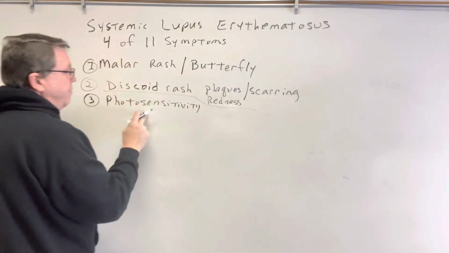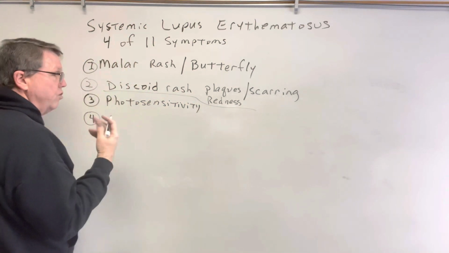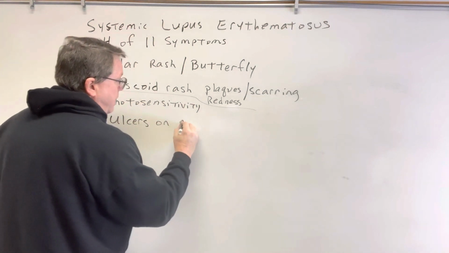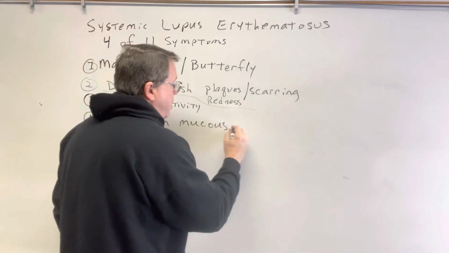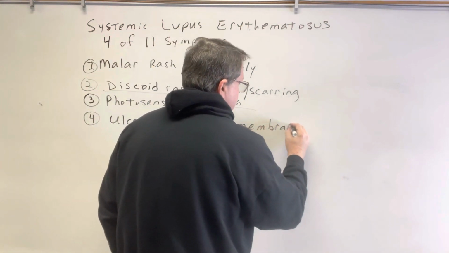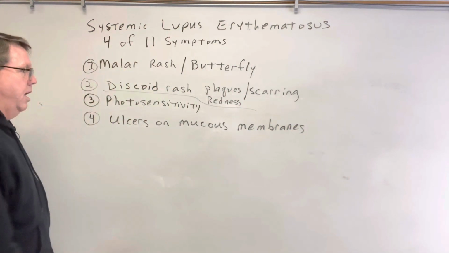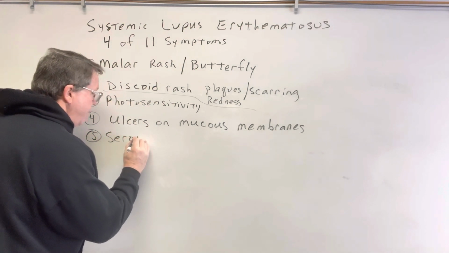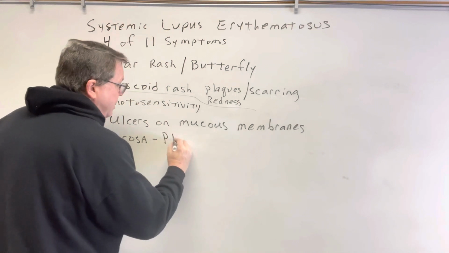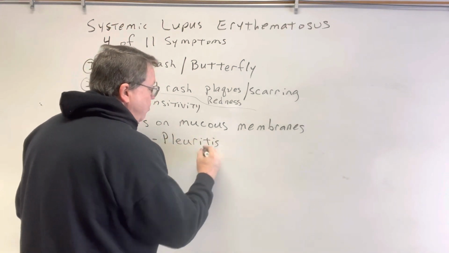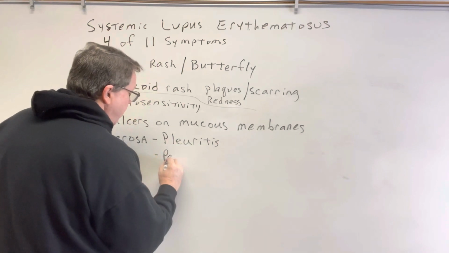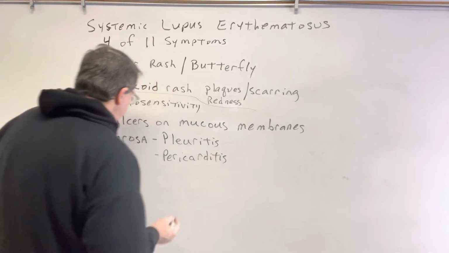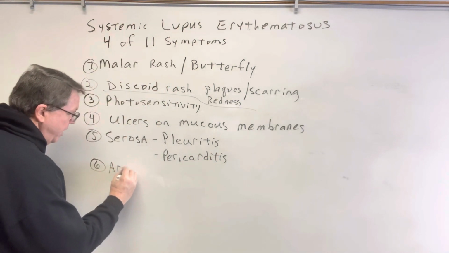Then you could get ulcers on mucous membranes, right? So you can get ulcers in the mouth and things like that. You can get it on the serosa. And what would happen here is you can get things such as pleuritis, which is inflammation of the cavity that surrounds the lungs. You could get pericarditis, which is the covering around the heart. Okay, you can get arthritis. Usually it's going to have to be in 2 or more joints.